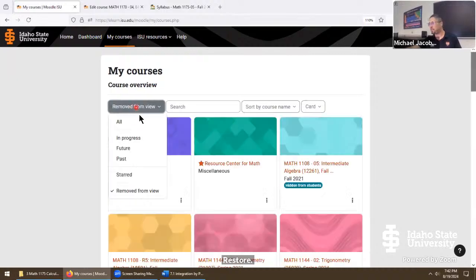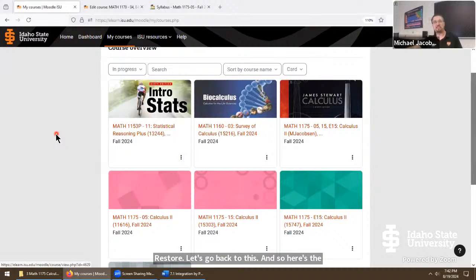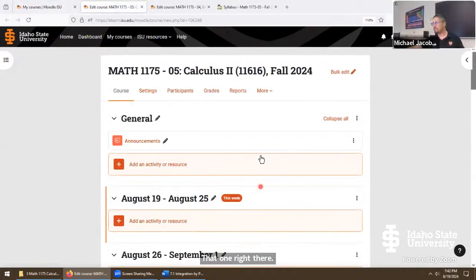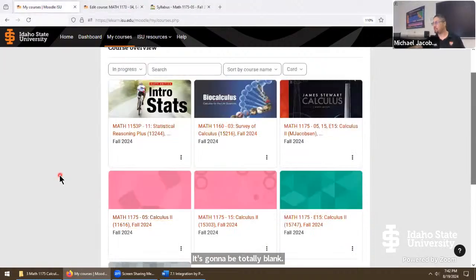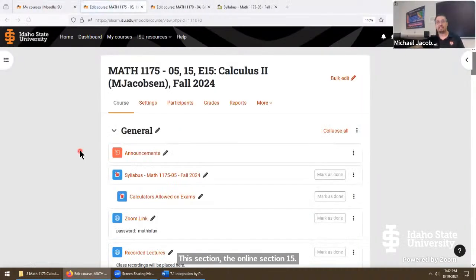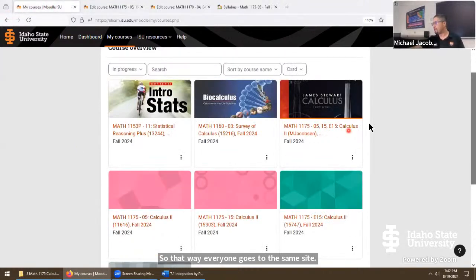And so here's the purpose of that weirdness you see in Moodle. There's actually a lot of Calculus 2 classes. So I think the in-person section is that one right there. If you open this one up, it's going to be totally blank. So what we've done is we've created something called a meta course. It's taken this section 05, the online section, section 15, and this one, section E15, and just dropped it into one spot. So that way everyone goes to the same site. So it's going to be the one that has a picture that is the actual thing you want to go into.